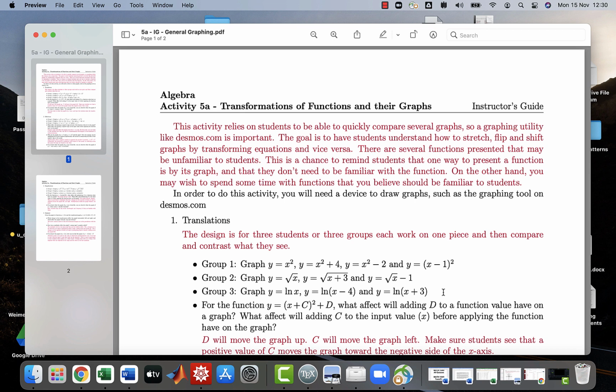And the goal is just to get them to graph a bunch of stuff and see what they see. The thing that we'll want to tease out eventually, and most groups are pretty good with this, is: how do we tell left-right shifts from up-down shifts? What is it about the equation that will tip you off which way it's moving?